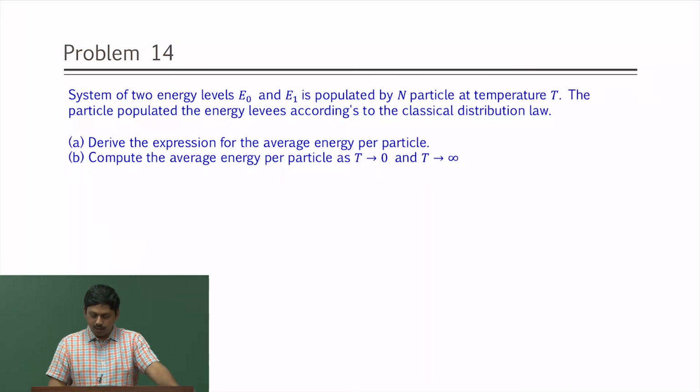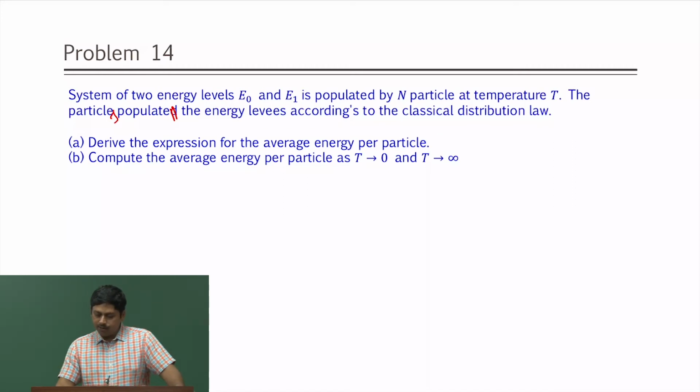Question number 14: a system of two energy levels E0 and E1 is populated by n particles at temperature T. The particles populate the energy levels according to the classical distribution law. Derive the expression of the average energy per particle, and compute the average energy per particle as T tends to 0 and T tends to infinity.